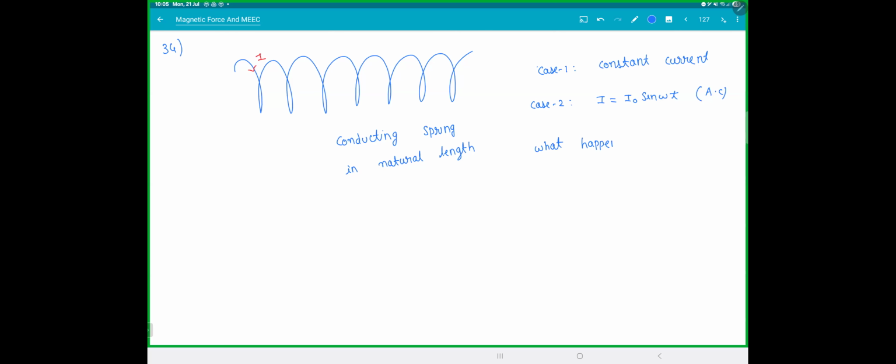The options will be like this. It will compress, it will elongate, it will oscillate. It will compress or elongate depending on the direction of the current. Something like these options. Two questions. What do you think will happen? Think, it's a theoretical one. Let's see. Yeah, Aditya. First one is wrong though.